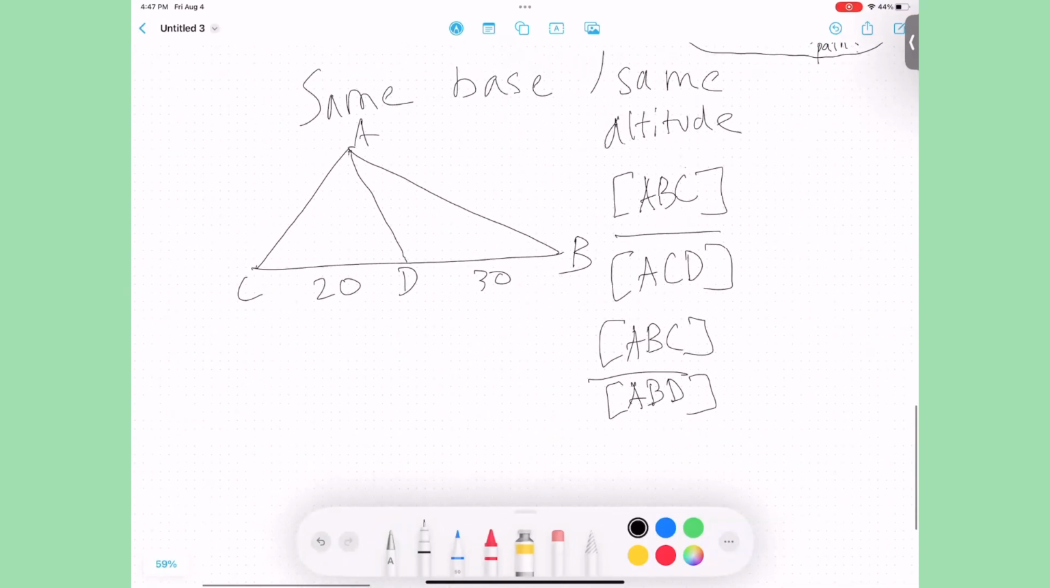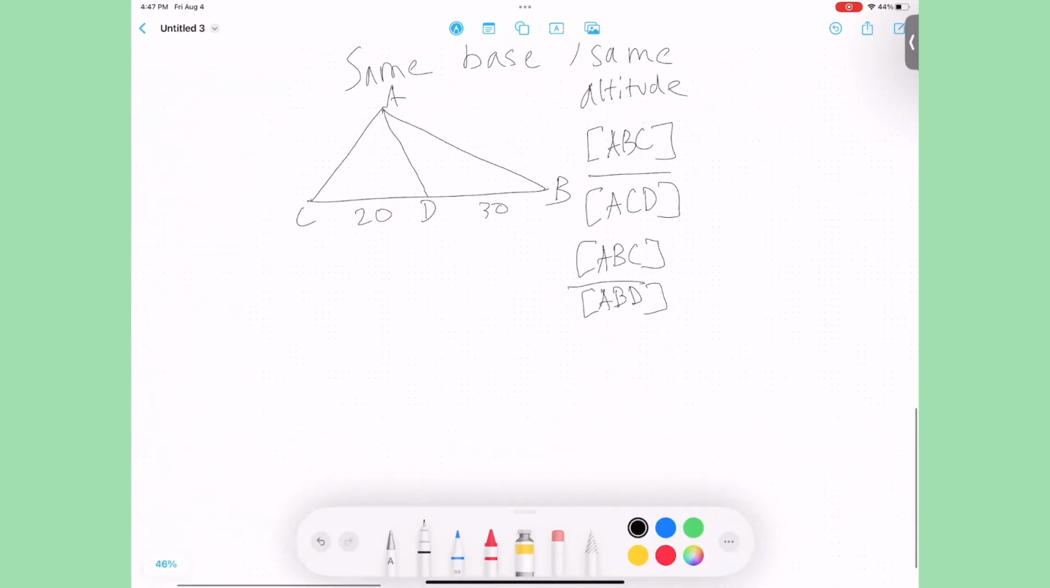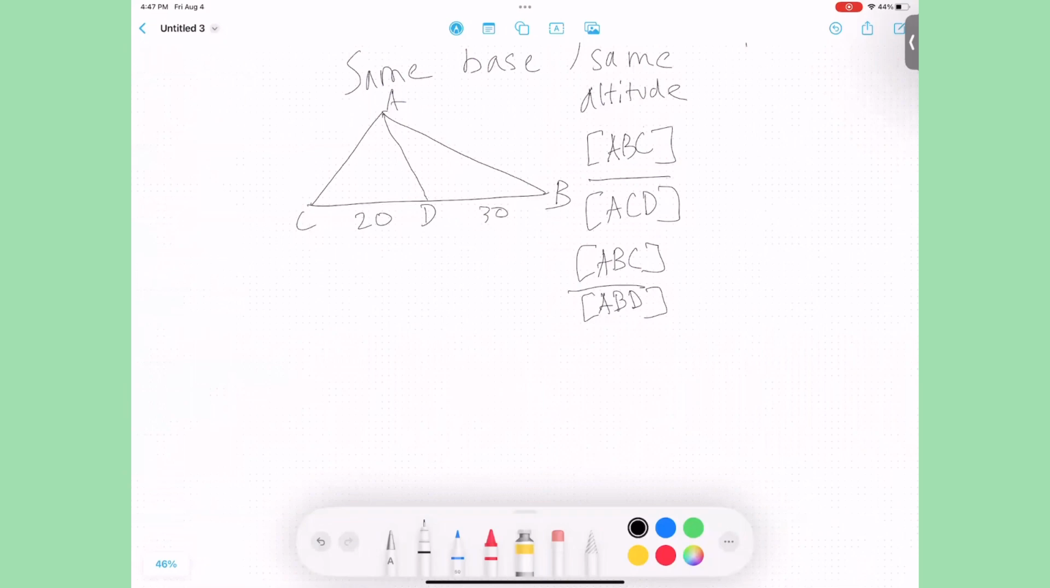Can you guys see it? Yeah. So maybe 1 minute.